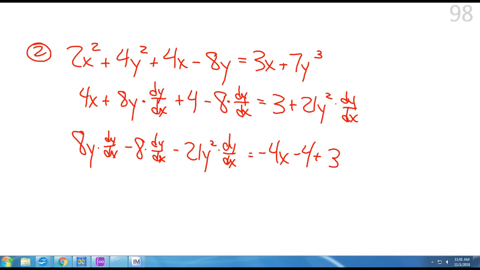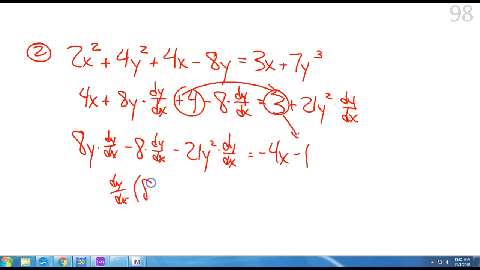And so we could have actually combined some like terms before we even started. I didn't even notice that. But like right here, I can just make this negative 1 now. So I'm just moving that over here, then combining those, I get negative 1. What's next? Factor. So take out my dy dx. And I'll get 8y minus 8 minus 21y squared.